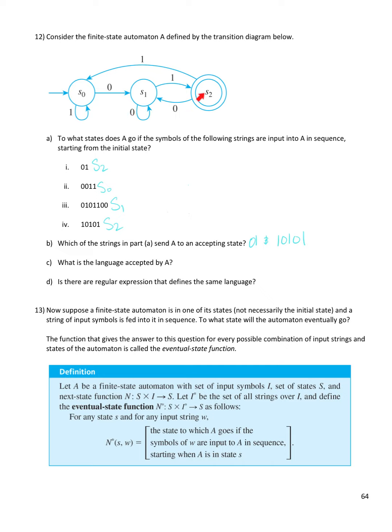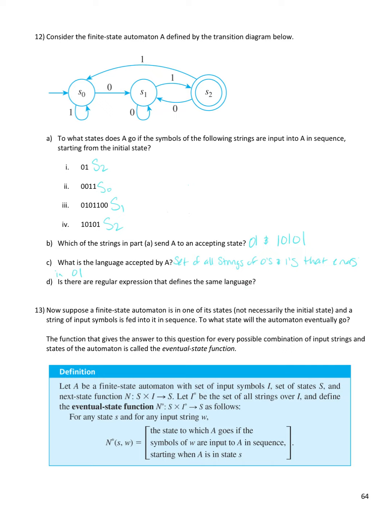a 1. So the language accepted by A is the set of all strings of zeros and 1s that ends in 0, 1.